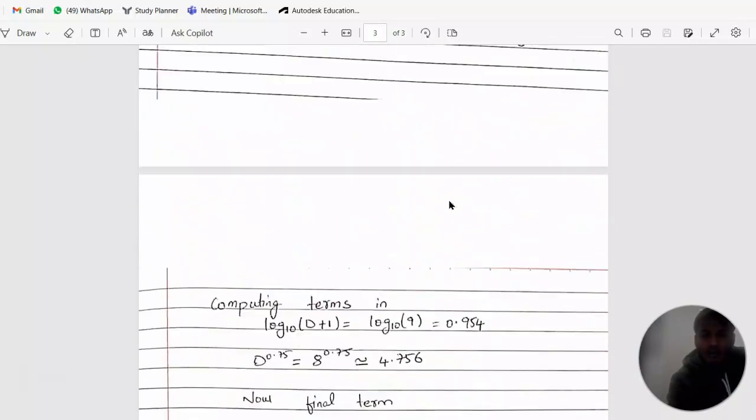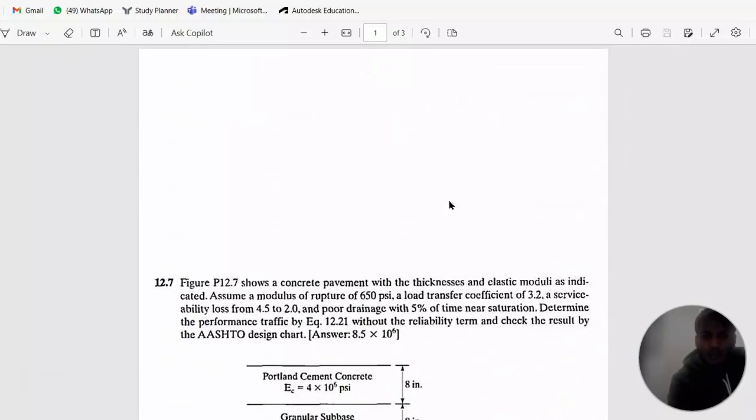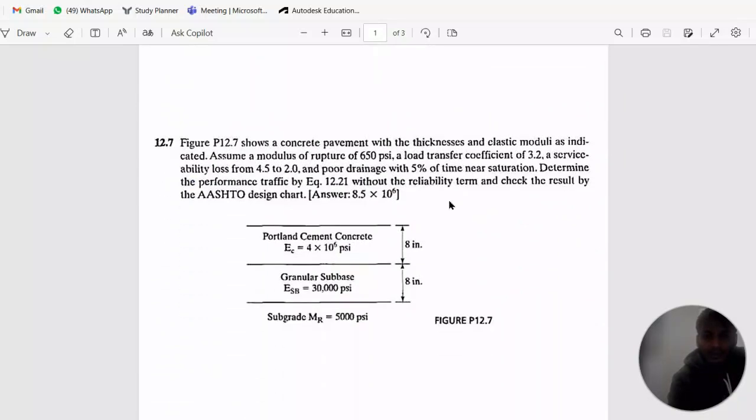So this is about homework assignment 2 of pavement analysis.